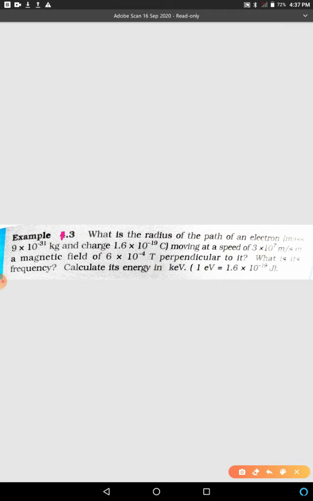What is the radius of the path of an electron? It is talking of an electron, so what will be its path? The question asks for the radius, so it should move in a circular path. You know, when a charged particle enters a magnetic field at an angle of 90 degrees, it will move in a circular path.